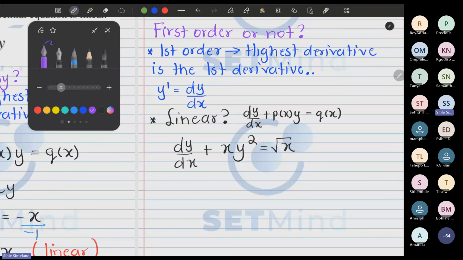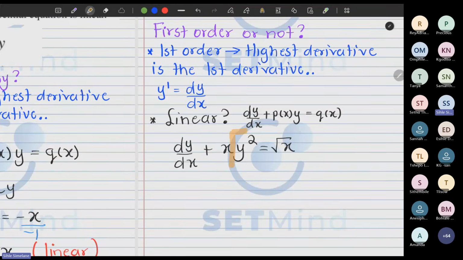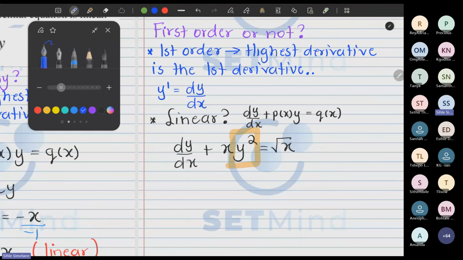I see we have a hand from Sana. You can go ahead. No, it's not linear because it's y squared, not y. Okay, you're on point. So this differential, guys, is a first order, but it is not linear. Here's the problem. That term there is what makes it to be not linear.